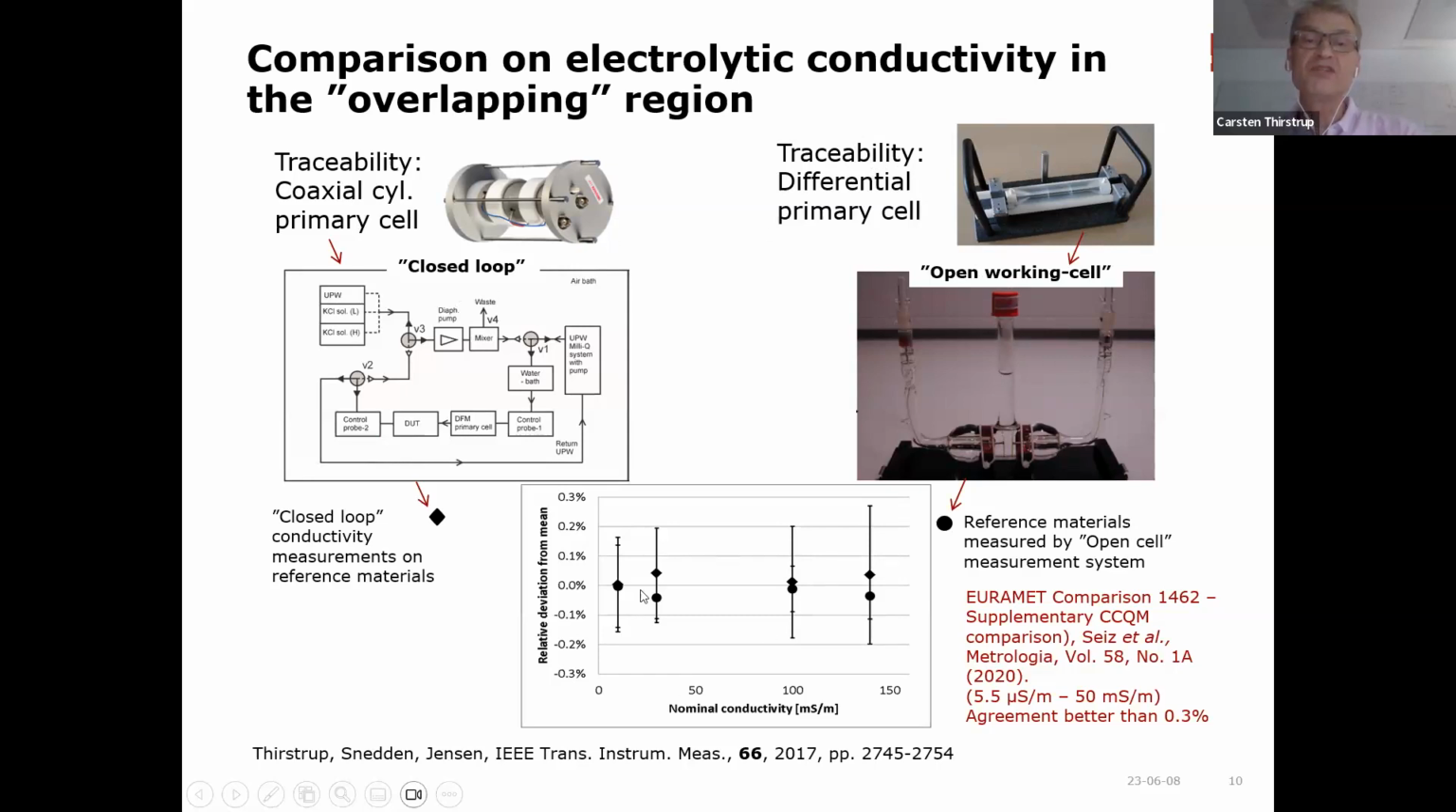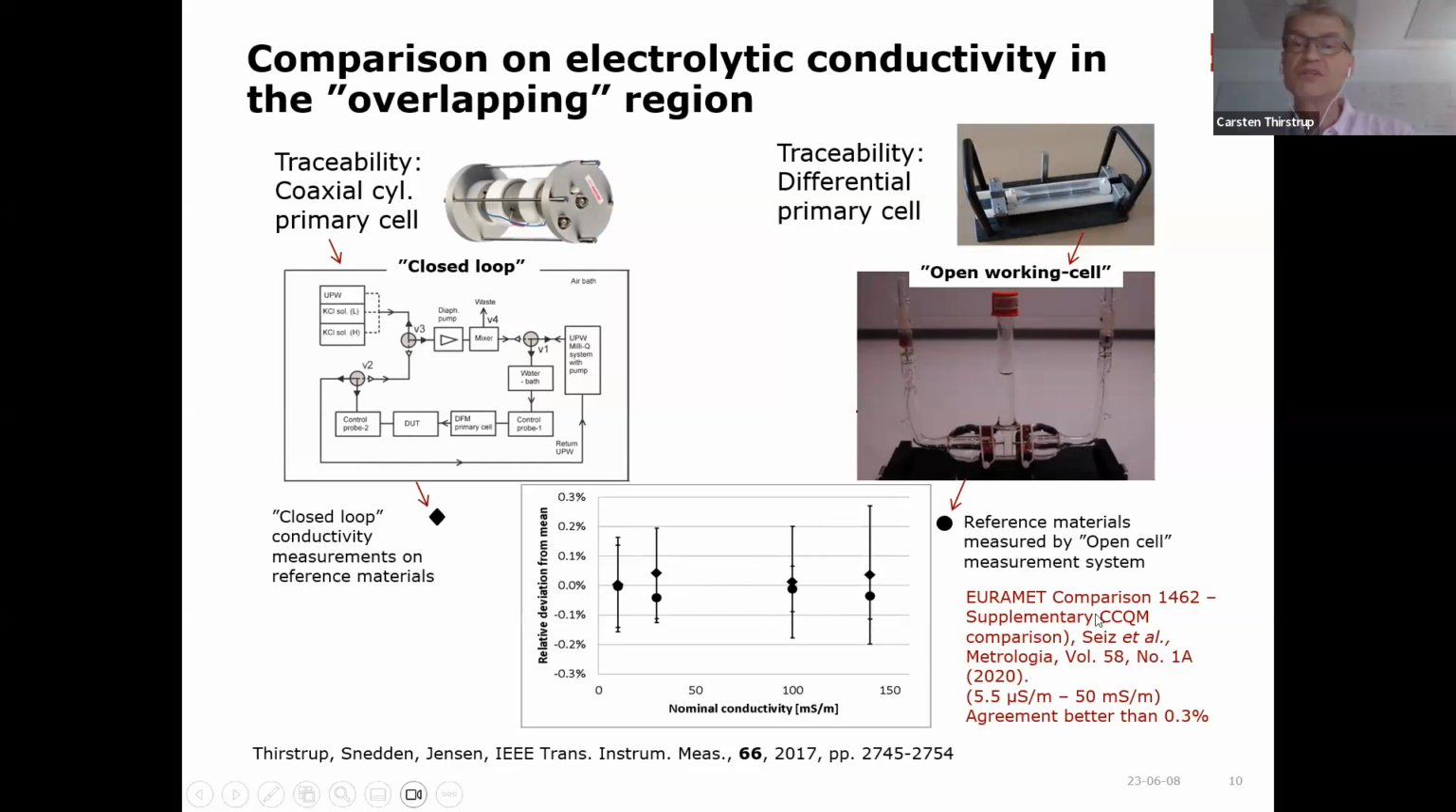And we can see here in this overlapping region from 10 millisiemens to 140 millisiemens per meter, there's a good agreement between the two systems. So the diamond symbols here are from the closed flow loop system, and the circle symbols here from the measurements by the open working cell, and they give good agreement, and the difference is less than the expanded uncertainty plotted by these error bars here.